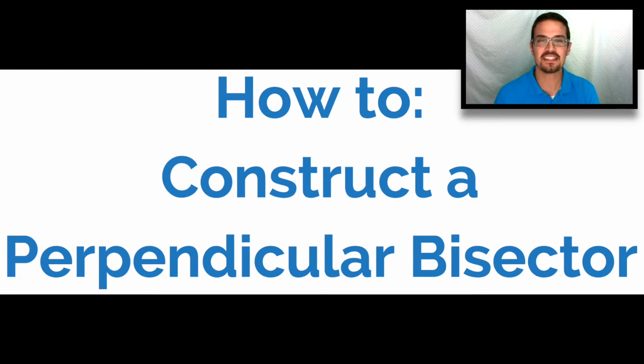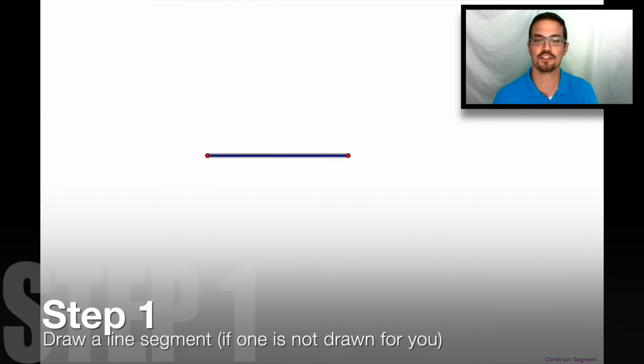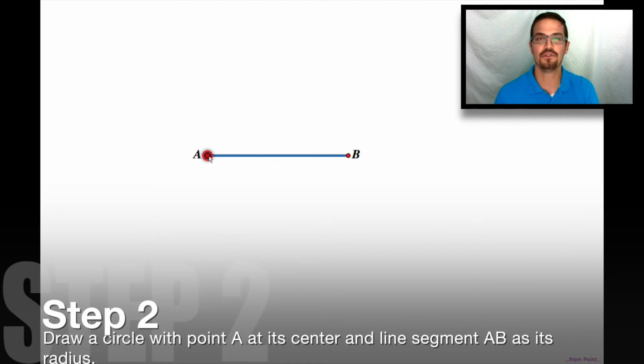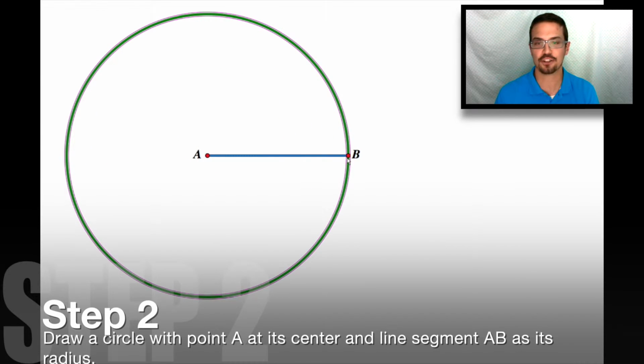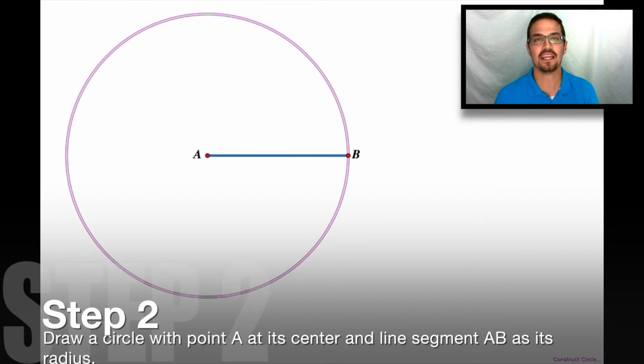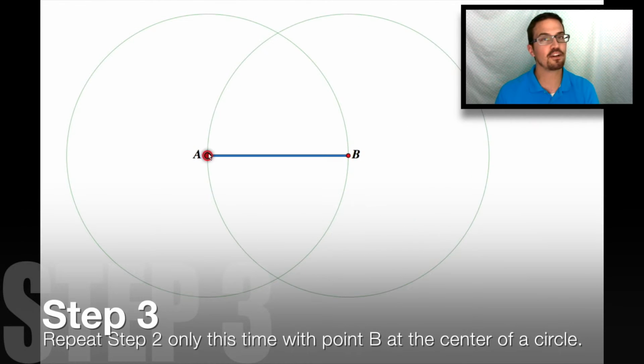Alright, so here we go. These are the steps for constructing a perpendicular bisector. Step one, you're going to want to draw a line segment if one is not already given. As you can see here, we have a line segment AB. Step two, using a compass or an equivalent circle maker on Geometry Sketchpad, draw a circle with point A at its center and line segment AB as its radius. Step three, you're going to want to repeat step two, only with a circle that has point B at its center and line segment BA as its radius.